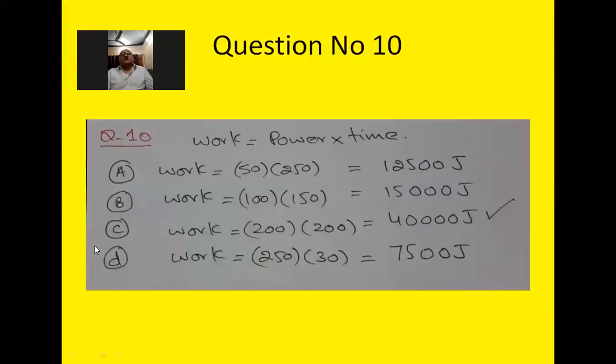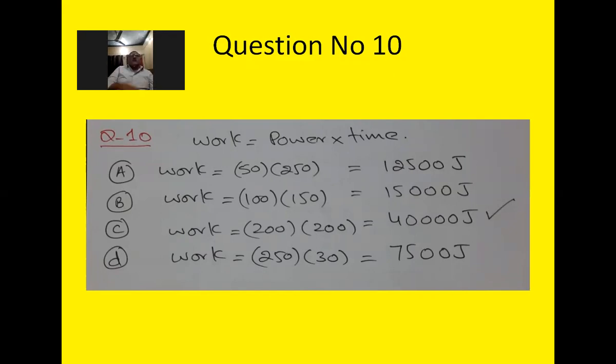So in the first option, 50 multiplied by 250, that will give you 12,500 joules. In the second option, 100 into 150, so that will be 15,000 joules. And then we have work done is equal to 200 multiplied by 200, so that will be 40,000 joules. And in the last option, the work done will be 250 into 30, and that will be 7,500 joules.